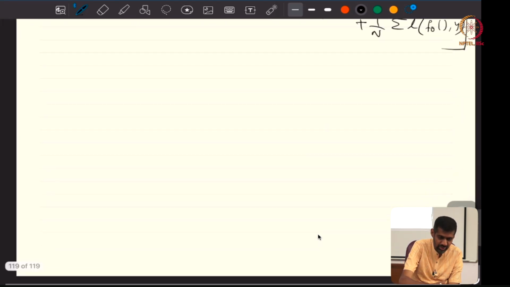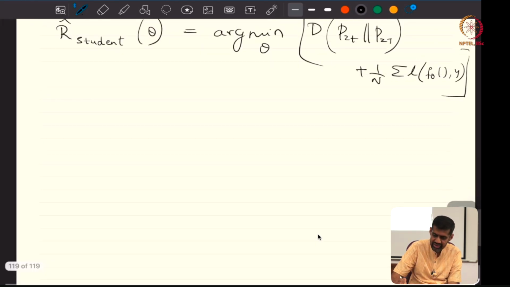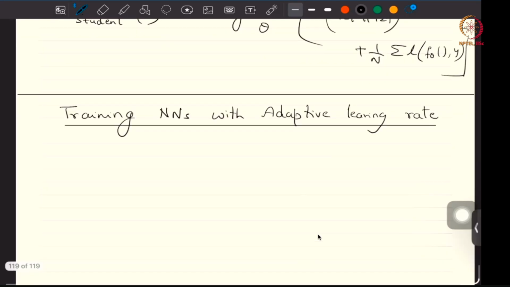Okay, so this is about distillation. Now we'll do the last piece that I wanted to talk about today, which is training neural networks with adaptive learning rate. We will stop here and continue in the next lecture.